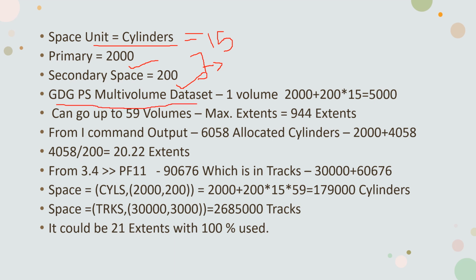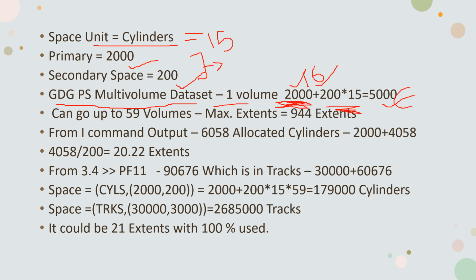We know that when it's a PS file, its extents in one volume is 16. And there is a small correction from my previous videos, that is, the primary extent is also an extent. Okay, the primary allocation is also an extent. So if it can allocate up to 16 extents, then the secondary can extend up to 15 times. Okay, so 2000 is the first extent, which is the primary allocation, plus 200 times 15, which is 5000 cylinders. Remember, it's cylinders.